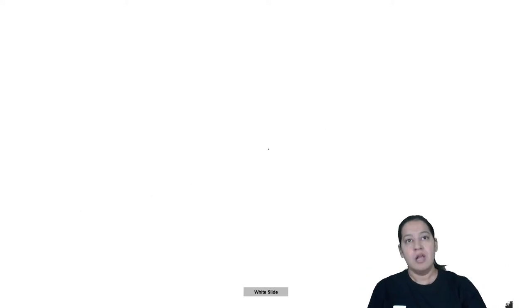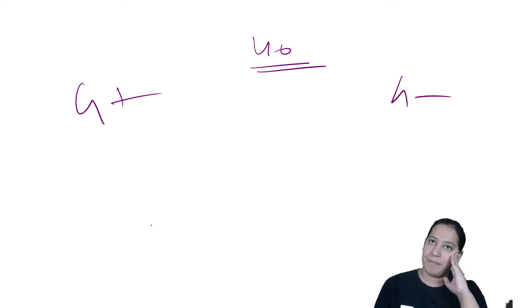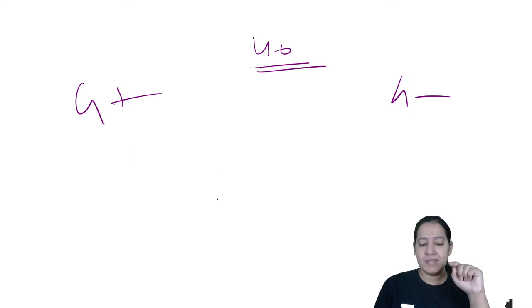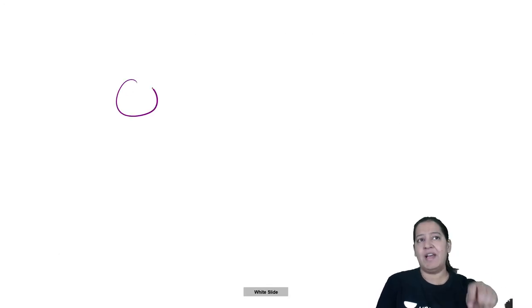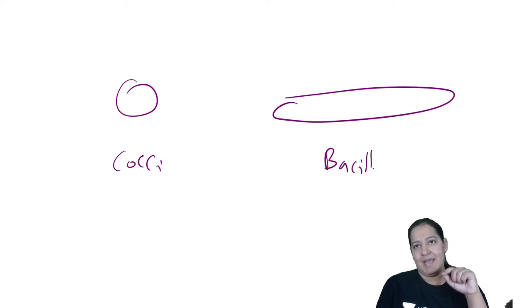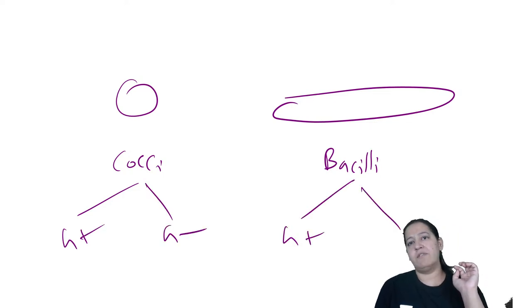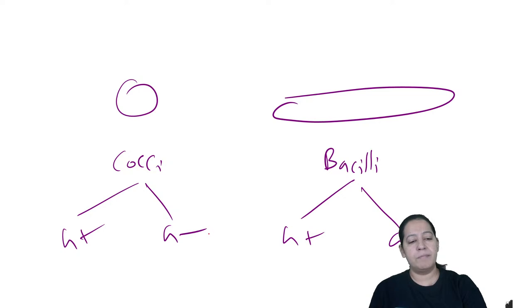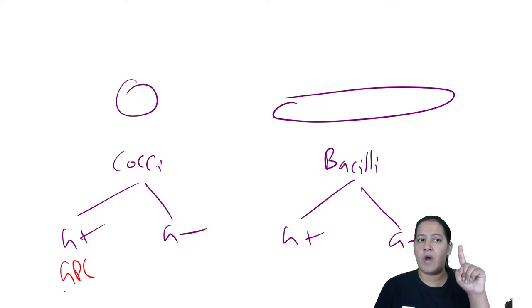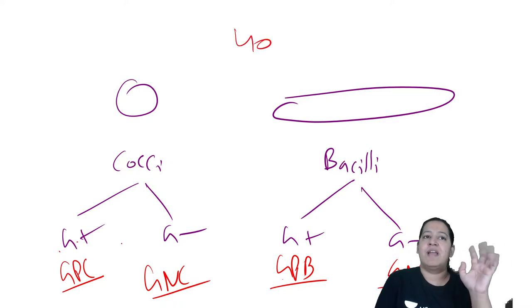Last thing, classification. There are a total of 40 bacteria. Divide them: which are gram positive, which are gram negative. You tell me. Some bacteria are circular, spherical. These are known as cocci. And some are rod shaped. These are known as bacilli. And these are also gram positive, gram negative. These are also gram positive, gram negative. So there are four types of bacteria: gram positive cocci, GPC; gram negative cocci, GNC; gram positive bacilli, GPB; or gram negative bacilli, GNB. So learn to divide 40 bacteria among the four categories.